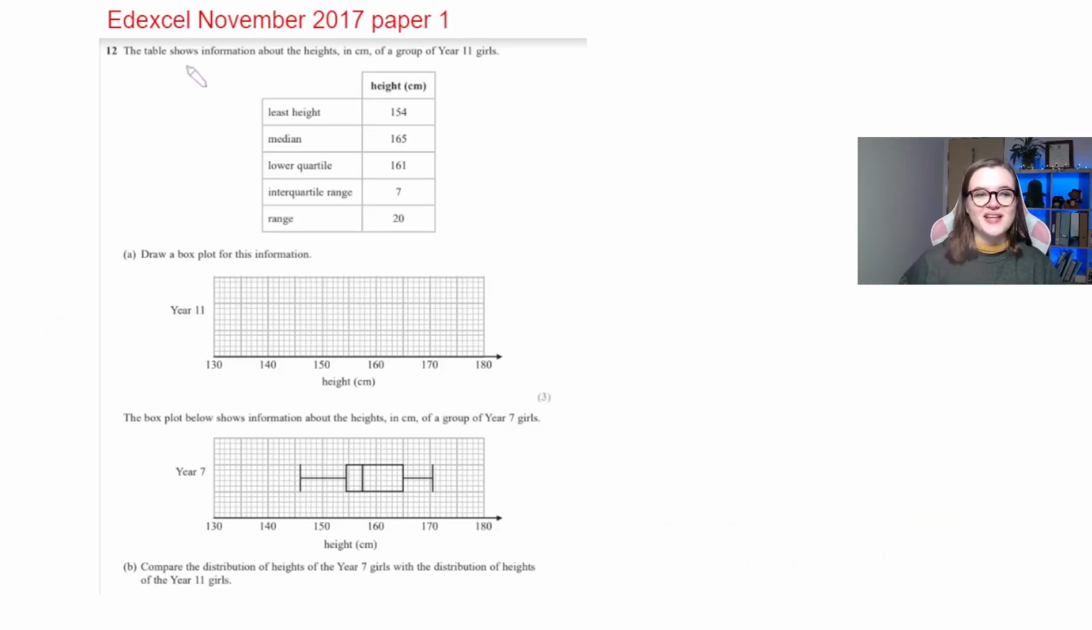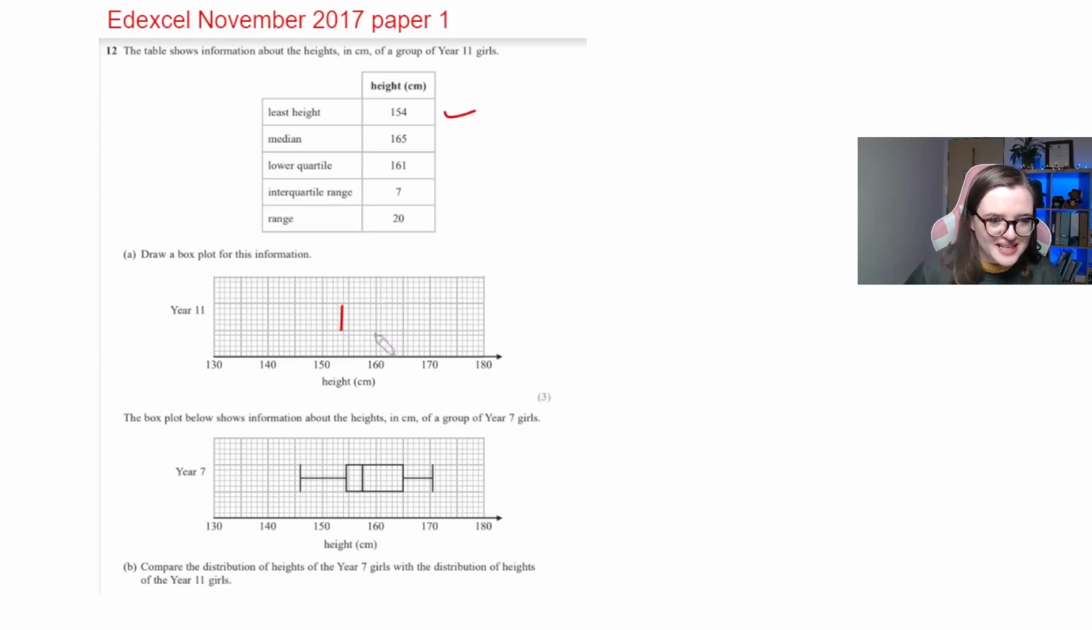Okay, last question then. Question 12, which is an Edexcel November 2017 paper 1 question. So again, pause it, have a go, see how you get on. Okay, then question 12. The table shows information about the heights in centimetres of a group of year 11 girls. Draw a box plot for this information. Let's get it started then. So least height, that's a minimum, so let's put that on. It looks awful on my screen. I hope it looks better in your printout.